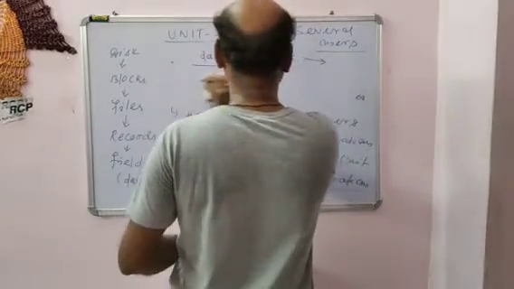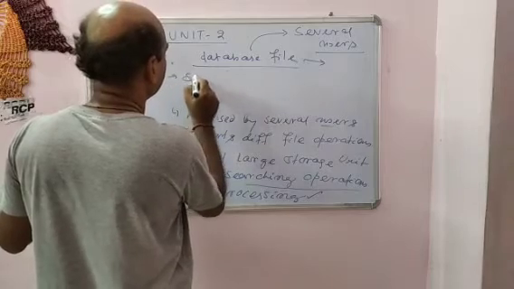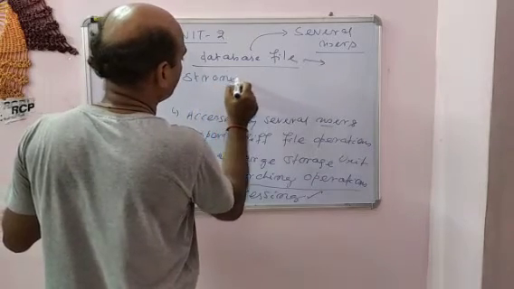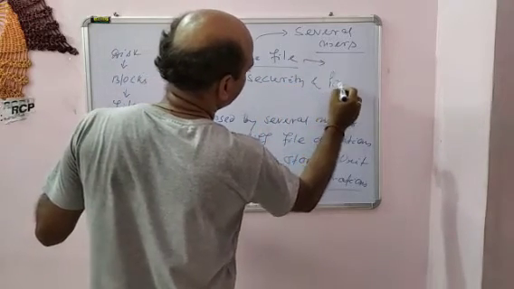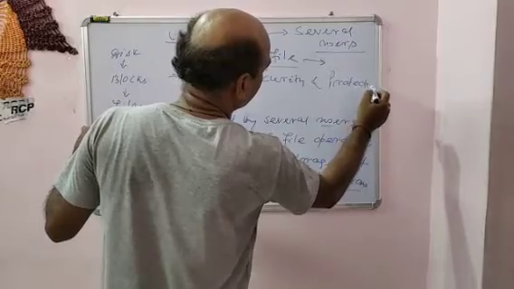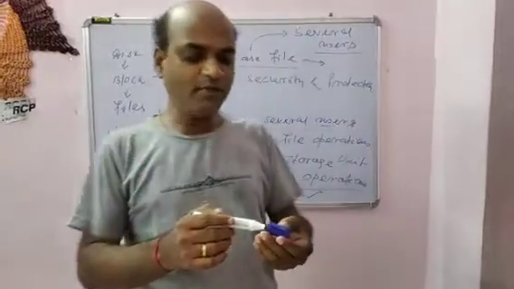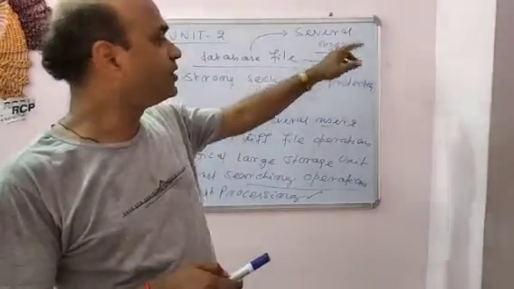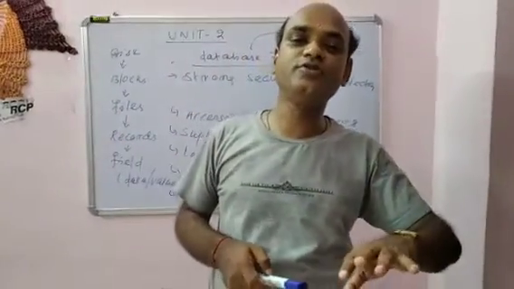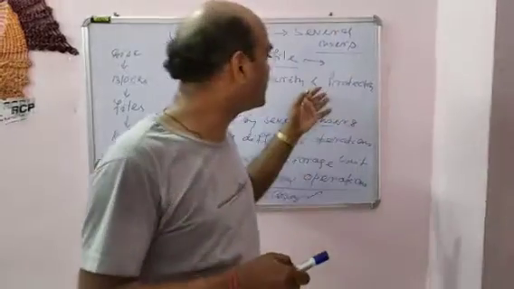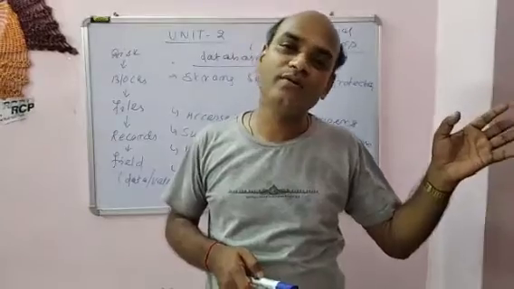Another point you can add here: strong security and protection method. The database file stores data that can be accessed by several users in a protected manner, because there is authorization or authentication using a username and password. That means it provides data to authorized persons only. Unauthorized persons cannot access data from the database file.